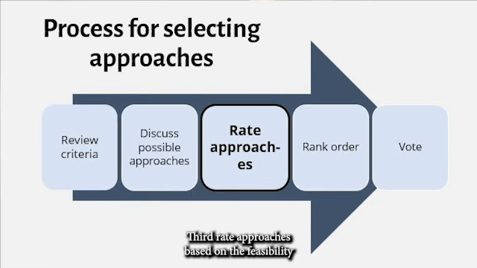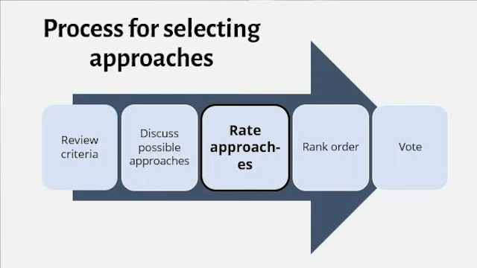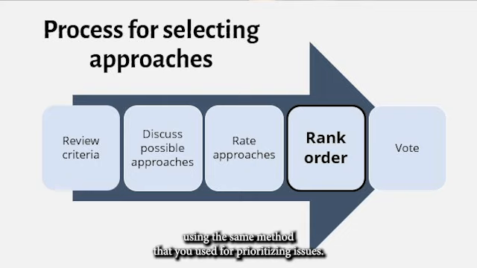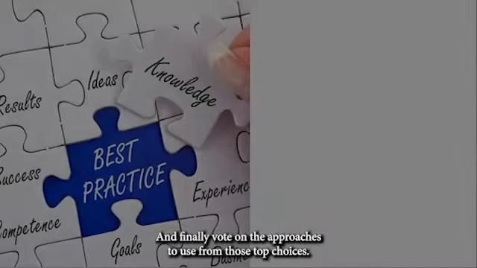Third, rate approaches based on the feasibility of implementation and the likelihood of success. Discuss these ratings as a group, considering whether one or more approaches might be consolidated or combined. Fourth, rank order and select priorities using the same method that you use for prioritizing issues. And finally, vote on the approaches to use from those top choices.